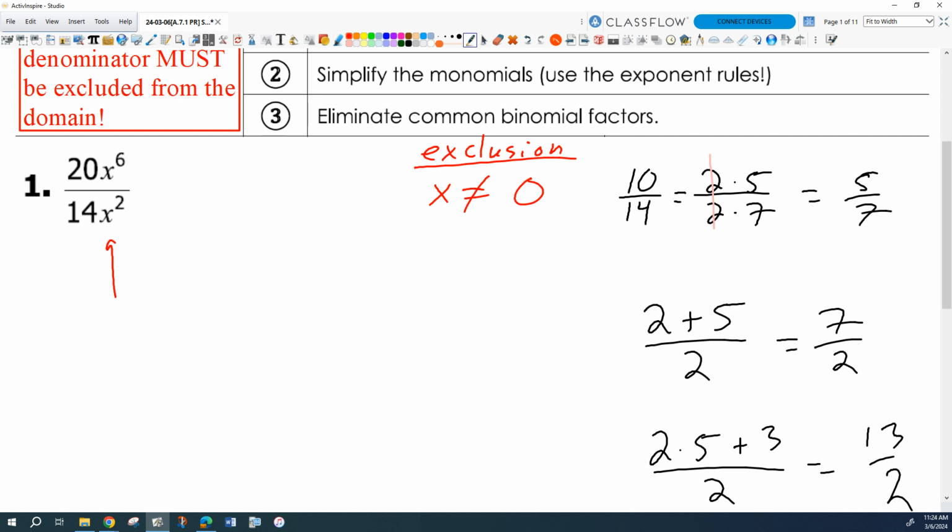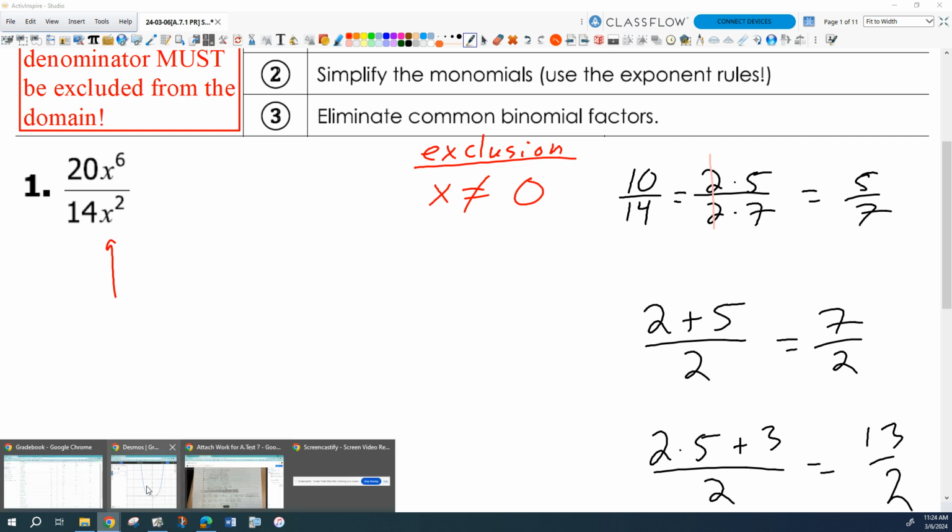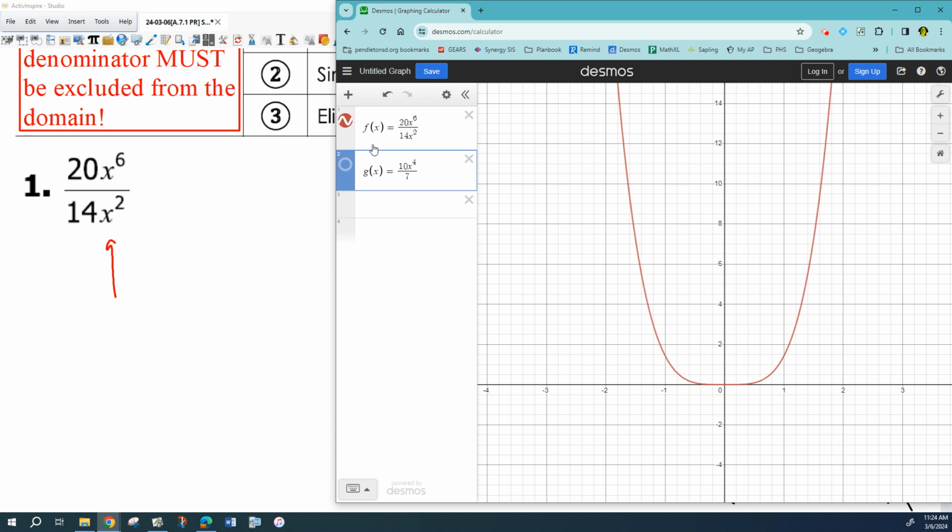Let's look at a graph of this thing. There is a graph of 20x to the 6th over 14x squared. If I drag a point along my graph, it tells me all the ordered pairs the ant is stepping on as he walks along the curve, the x and y values. Look what happens when I get to 0. Oh, what happened? Undefined. Look at that. Wow. It's undefined.